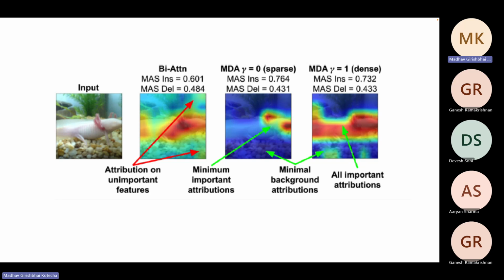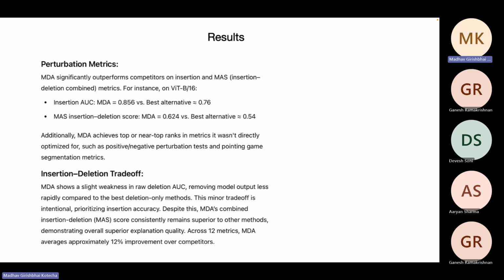One more thing is the attribution quality when we use the dense setting. The attribution is very much better segmented. I'd say the heat maps are more understandable. For the insertion score, the MDA will be getting like 85%, and the alternatives are still lagging behind. But we also introduce an insertion-deletion trade-off while introducing the parameter gamma. We did that intentionally to get better attribution.